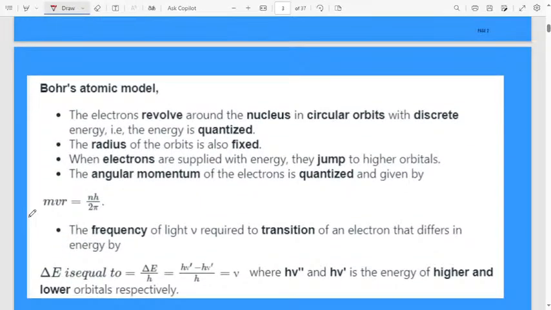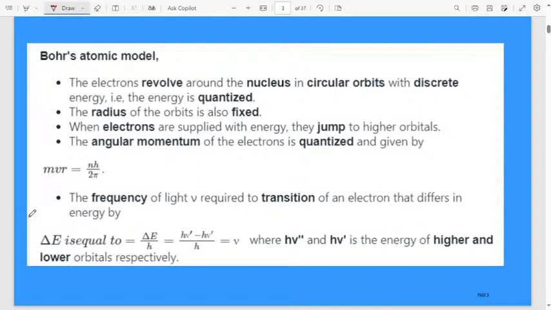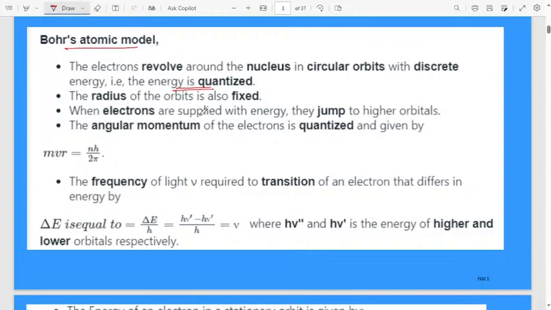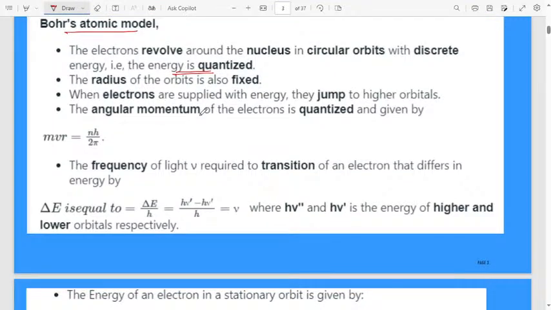Let us discuss what is meant by the Bohr model and what is meant by energy states, in detail. First is the Bohr atomic model. The electron revolves around the nucleus in a circular orbit with discrete energy levels. That energy is quantized. Everyone knows the postulates of the Bohr atomic model. Bohr postulated that electrons revolve around the nucleus in circular orbits with discrete energy levels. The radius of the orbit is also fixed.